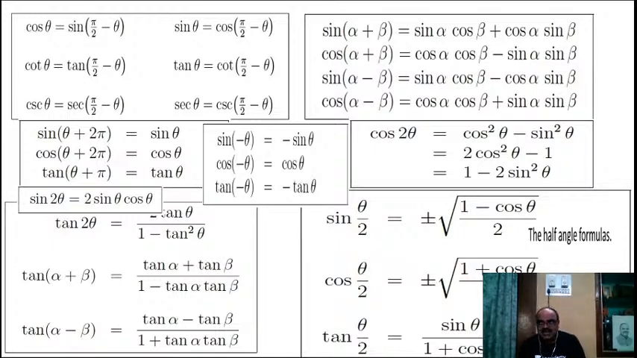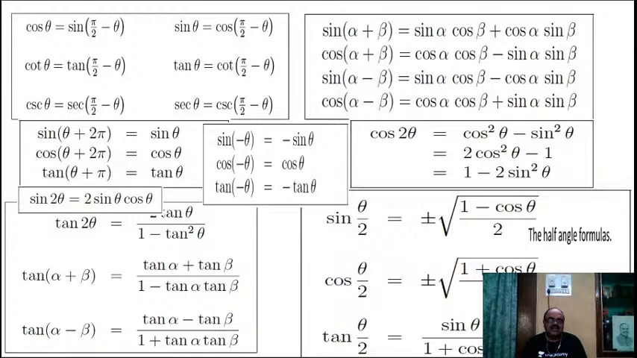Sine of any negative angle will be equal to the negative of the sine of that angle, whereas cos of minus theta will become cos theta. Any negative angle put with the cos will be positive. Cos of minus theta is cos theta.